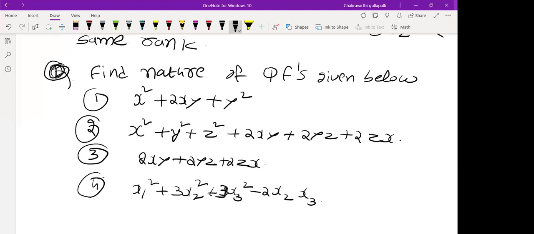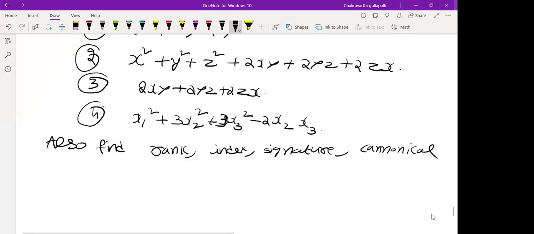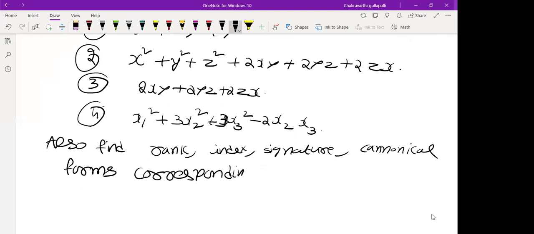Fine. What is the nature? Also find the rank, index, signature, and canonical forms corresponding to the above quadratic forms. With one shot, you will get all.